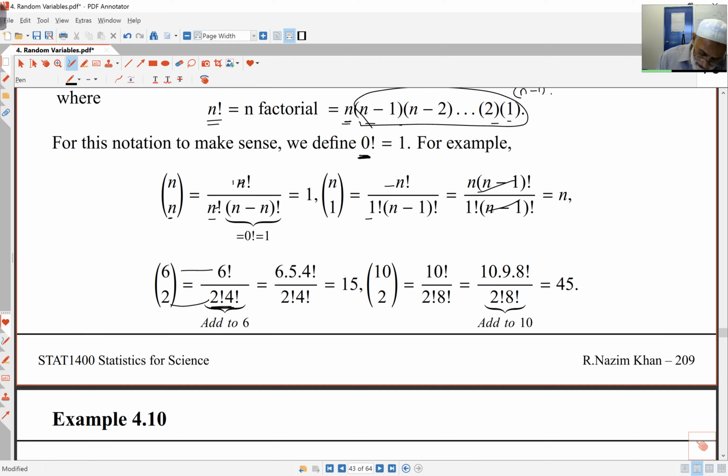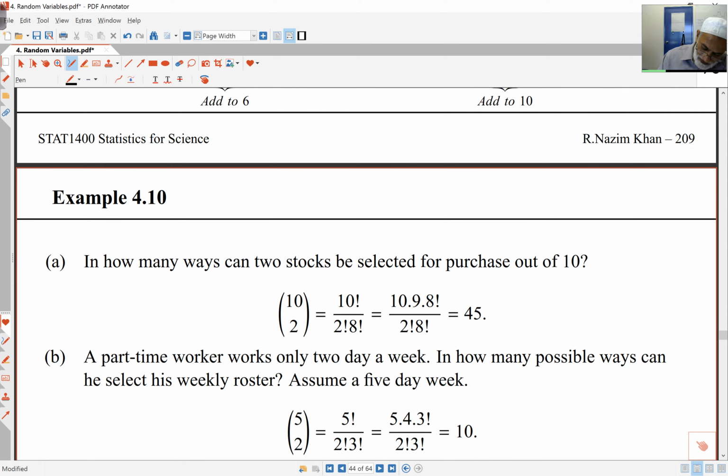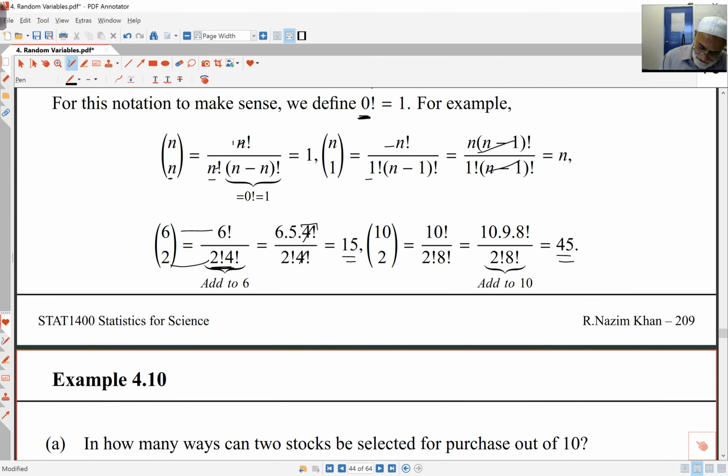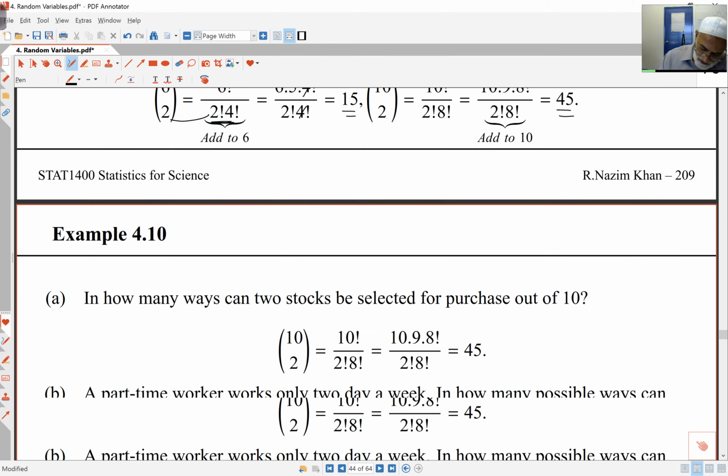So if I look at this again, 6 factorial is 6 times 5 times everything below, that's 4 factorial. And so you can see these two cancel off. And so the 2 is just 2 times 1. If I cancel the 2 with the 6, I get 3, that's 15. And you'll find also that 10 choose 2 comes to 45. Now, you can calculate these using a calculator, and I'll show how that works afterwards.